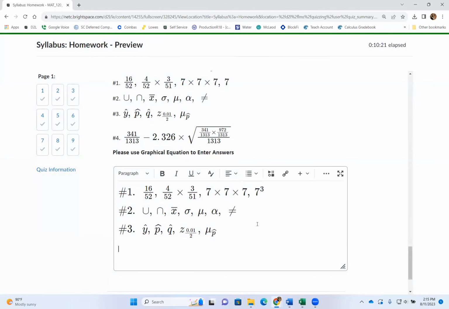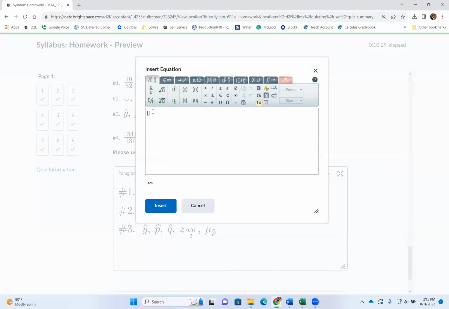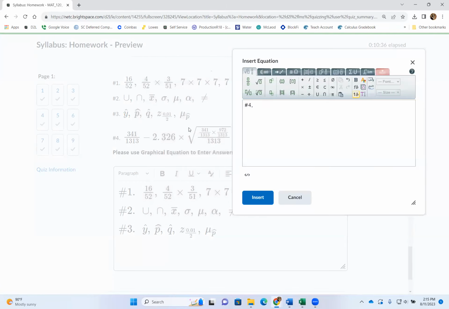All right, number 4, let's enter the big old equation, big old calculation right here. Number 4. All right, number 4, fraction bar, 341, go down, 1313, put the cursor on the very right. I use my right arrow key to come to the very right, minus 2.326 times big old square root.